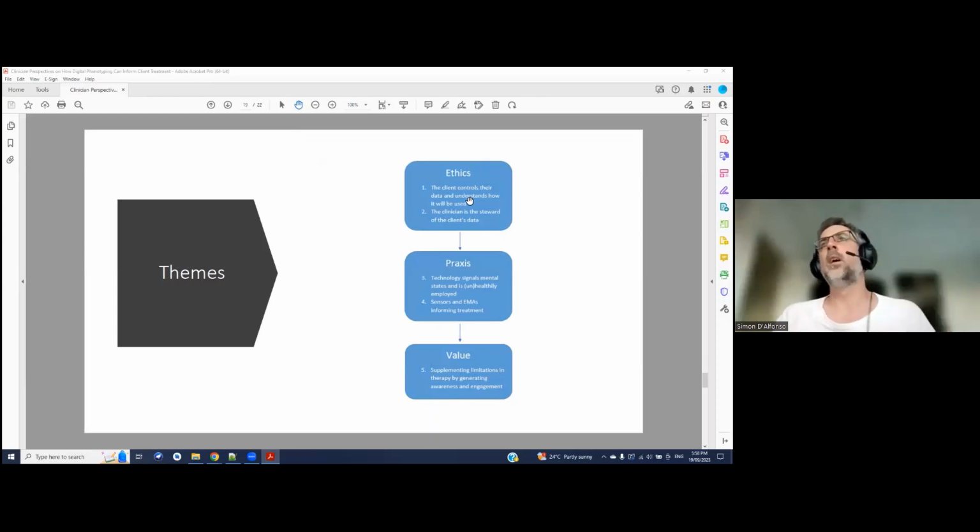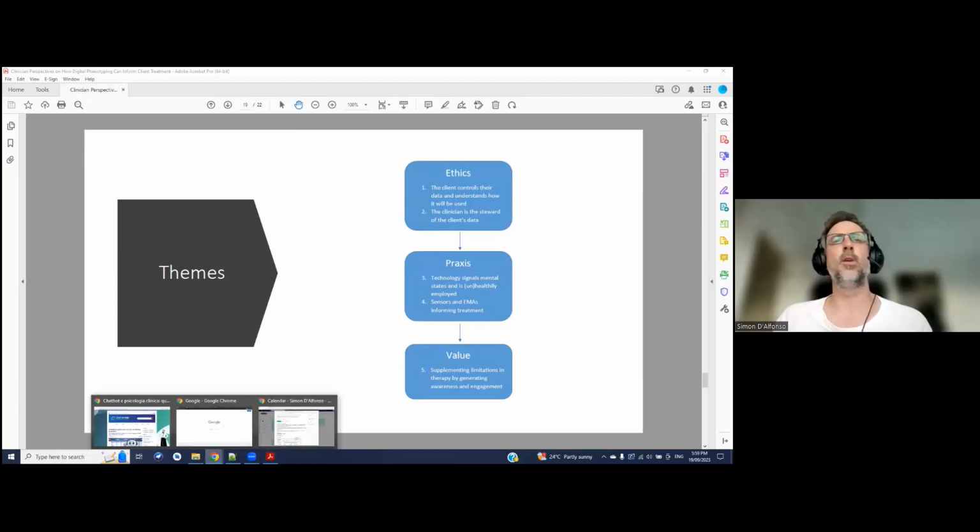We have 3 super themes of ethics, praxis, and value, and the 5 main themes of 1, the client controls their data and understands how it will be used. 2, the clinician is a steward of the client's data. 3, technology signals mental states and is unhealthily or healthily employed. 4, sensors and EMAs informing treatment. And 5, the value in this type of manual digital phenotyping, being able to supplement limitations in therapy by generating awareness and engagement.